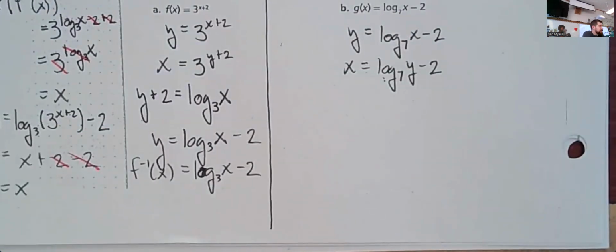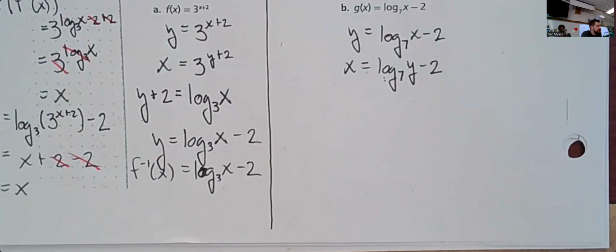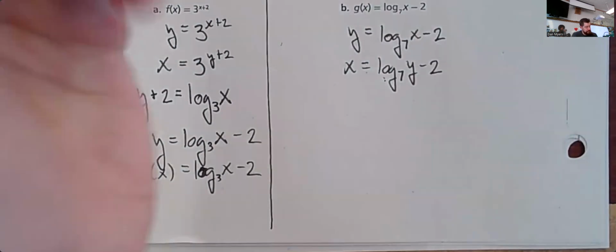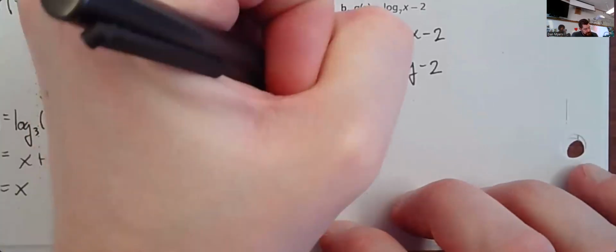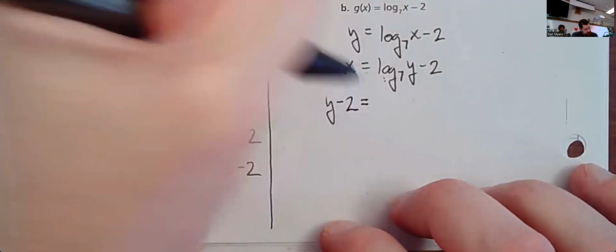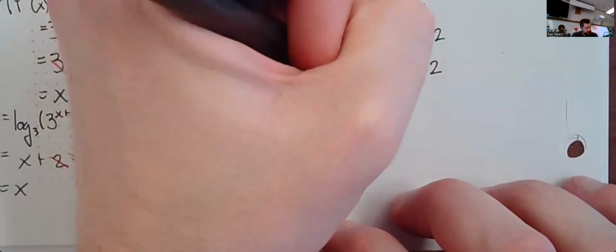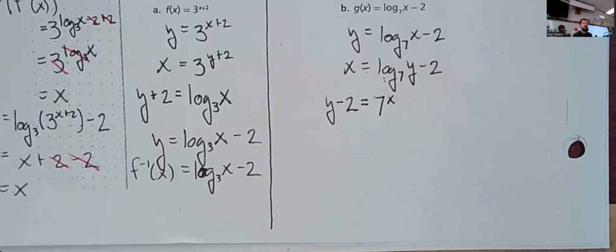All right, who can help me out with the rest of this problem? So we write y equals log base 7 x minus 2. Then we switch out the x's and the y's. So we get x equals log base 7 y minus 2. What's the next step? Y minus 2 is equal to, what is it? 7 to the power of x. Good.